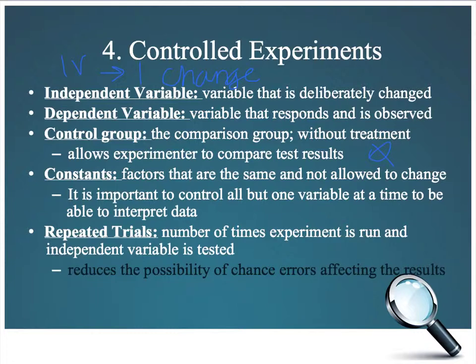So constants are factors that are kept the same and not allowed to change. Like the tomato seeds, they came from the same pack. It's the same species of tomato. The tomato plants are put in the same amount of sunlight, receive the same amount of water every day, and so on and so forth. And this is super important because if you don't control all of these factors, then you can't interpret your data and attribute it to just the soil factor. Lastly, you need to repeat the experiment, typically 3 times, which reduces the possibility of chance errors affecting the results.